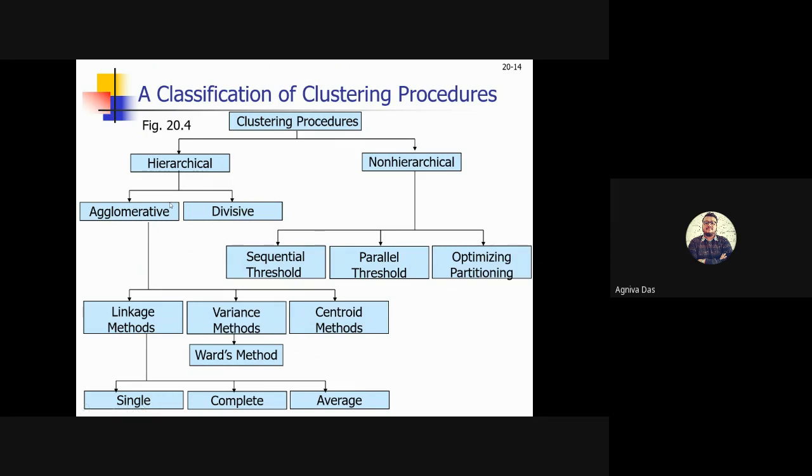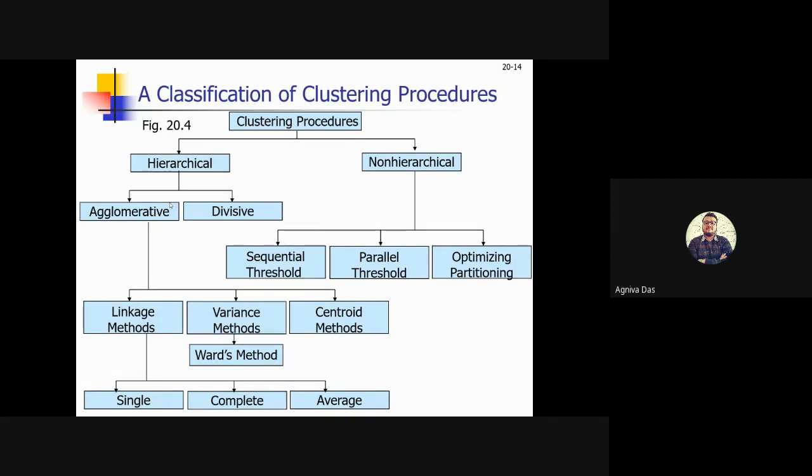So what does agglomerative mean? Agglomerative means that you start with empty, no clusters, and then you make the first object your first cluster. The second object that you pick up, you assume that it is in your first cluster, and then you see how distant it is from your existing cluster, and then decide whether you want to make a second cluster or not.